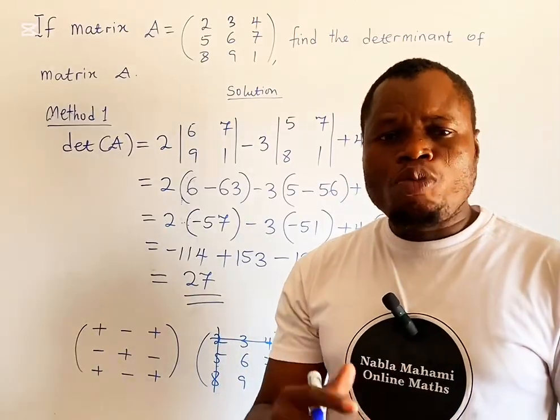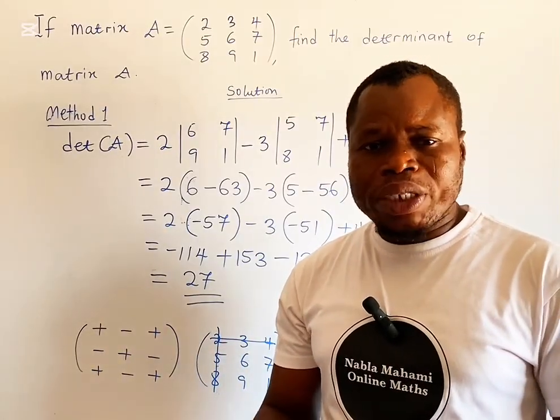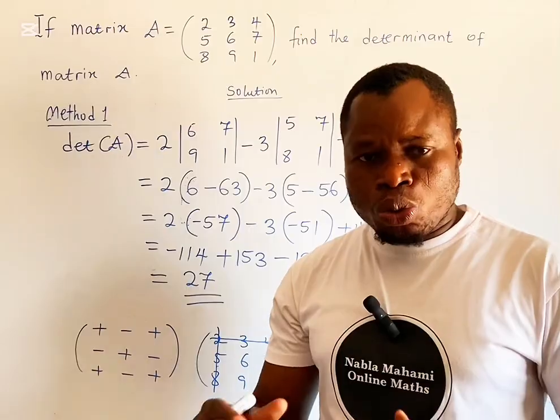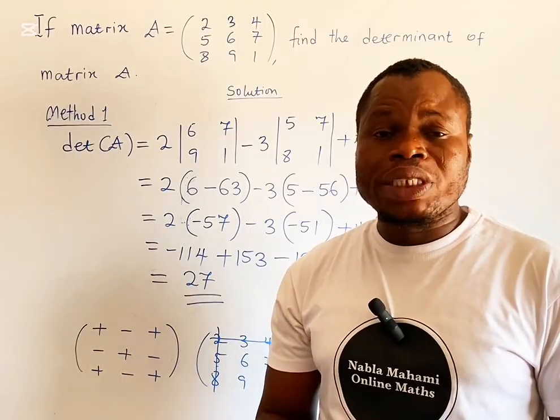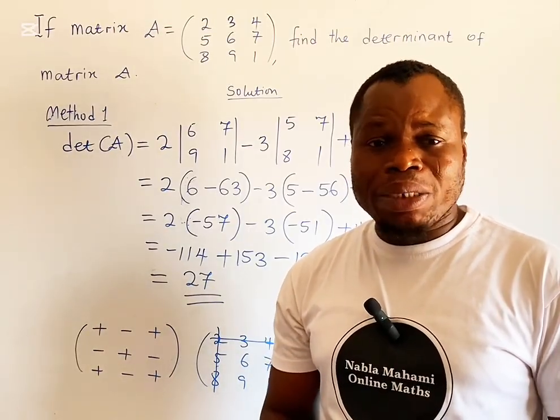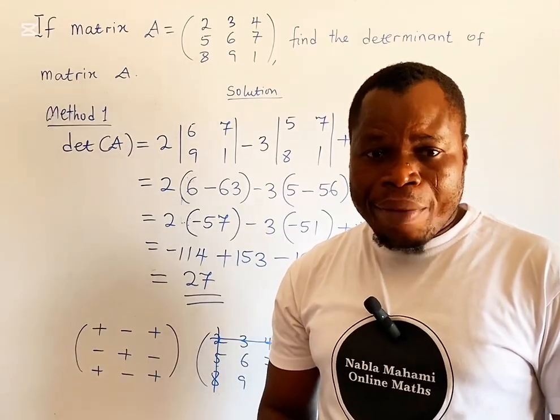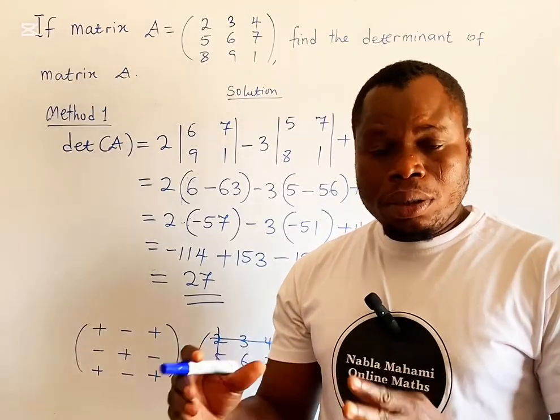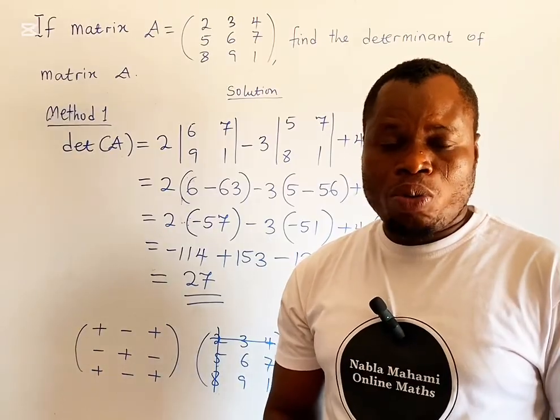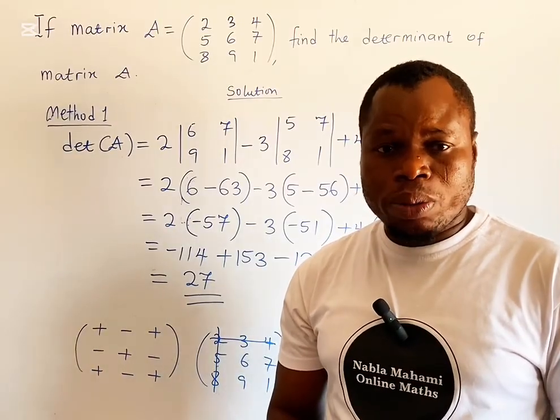Next time, I'm going to use another method. We'll call that method the Sarrus rule. This rule too was discovered by one great mathematician from France called Pierre Frederic Sarrus.